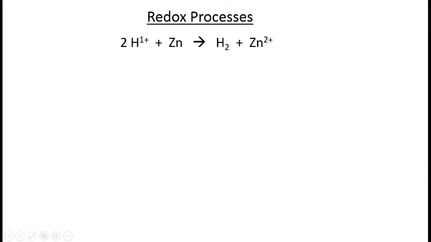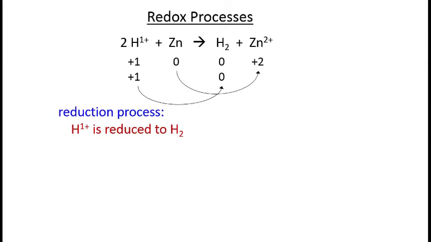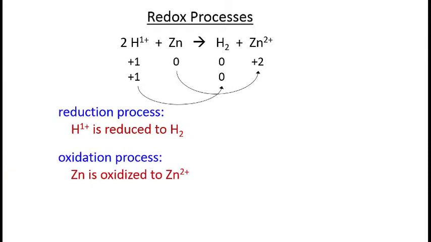What we saw was an electron transfer, or redox process, which is represented by this balanced equation. 2 hydrogen ions and solid zinc go to form dihydrogen gas and zinc 2+ ions. We see that the oxidation state of hydrogen goes from +1 to 0, indicating a gain of electrons. So in the reduction process, hydrogen ion is reduced to dihydrogen. We also see that the oxidation state on zinc goes from 0 to 2+, indicating a loss of electrons. So in the oxidation process, zinc is oxidized to zinc 2+ ions.